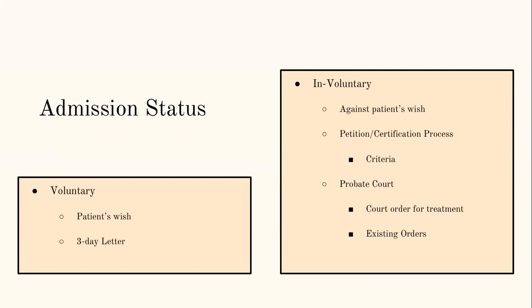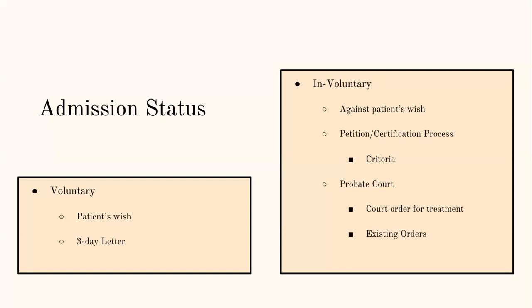And so that is called the court order for treatment. After a patient is discharged from the inpatient facility, if they're on a court order for treatment, they still need to follow that treatment plan outside of the hospital. If they break that treatment plan for any reason, if they stop taking their medications, if they don't show up for their appointments with their case manager, then they're brought into the hospital under the third type of admission status, and that's called an existing order.